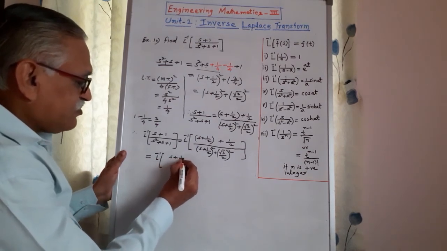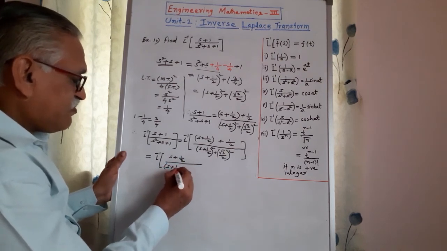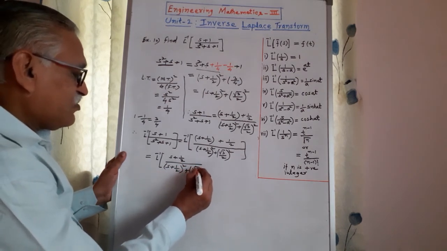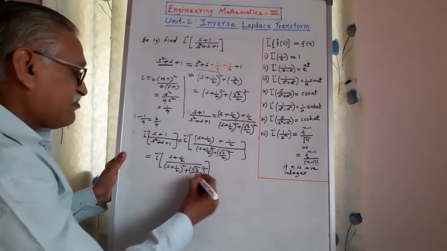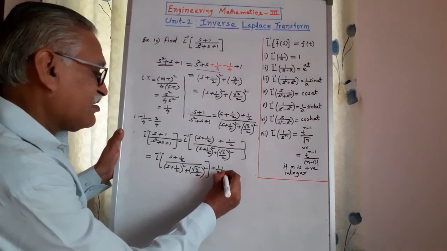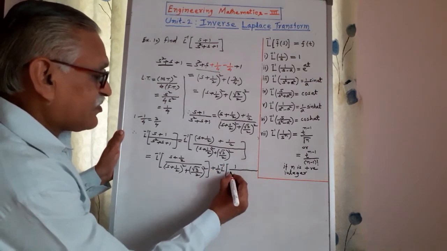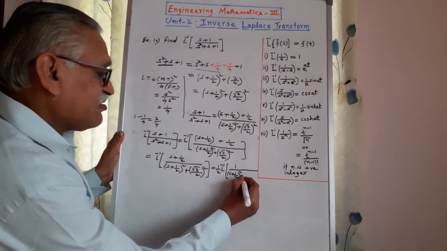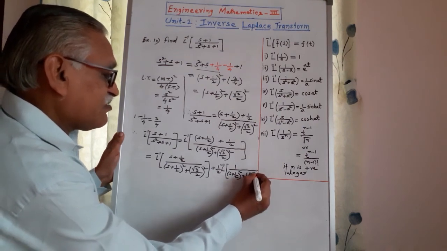Therefore first is inverse Laplace of s plus 1 by 2 divided by s plus 1 by 2 square plus root 3 by 2 square, and plus 1 by 2 constant outside, inverse Laplace of 1 upon s plus 1 by 2 square plus root 3 by 2 square.